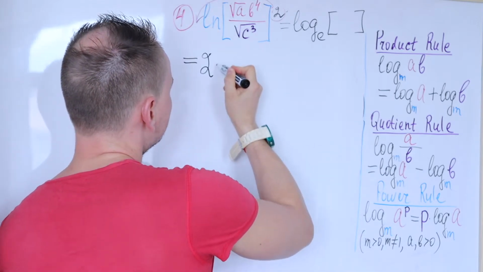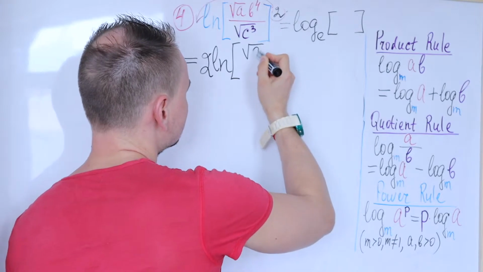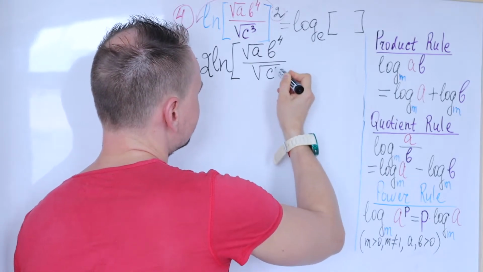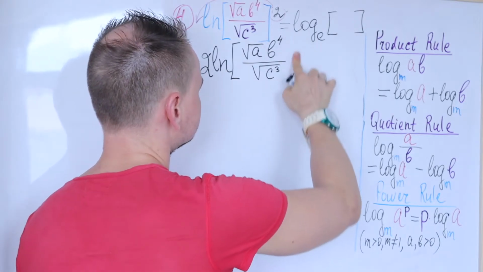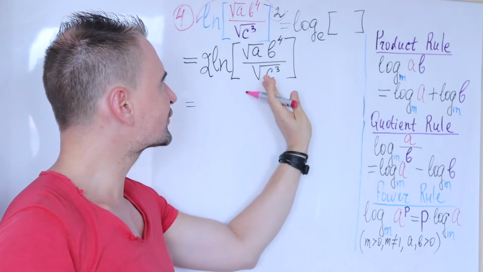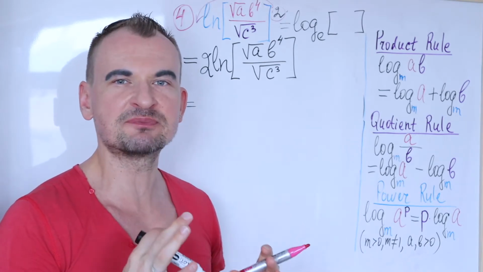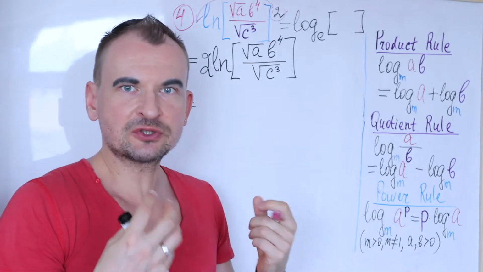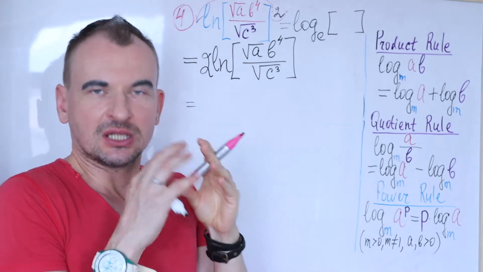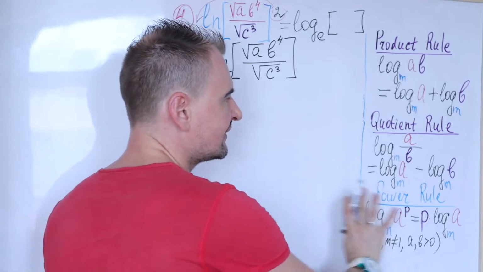And you end up with 2 being multiplied by ln of whatever you have inside. So namely square root of a b to the power of 4 over root of c cubed. Now, look at these roots inside of your argument. So let's just turn them into powers because we need it later when we're going to apply a power rule again. So if you come across any roots in your terms, just rewrite them as powers. So prepare for using a power rule.